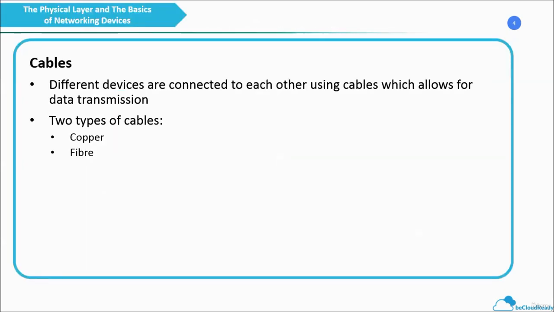Let's go ahead and get started with cables. Cables are what connect different devices to each other, which allows for data transmission. Cables are what allows two different devices to connect to each other, and the data that is being transmitted is going to be transmitted through those cables. Now, there are two common types of cables. You have the more common and cheaper one, copper, and the less common but more expensive one, fiber.